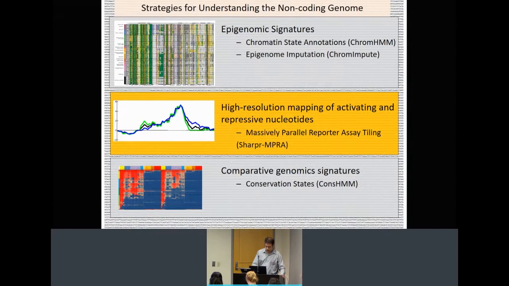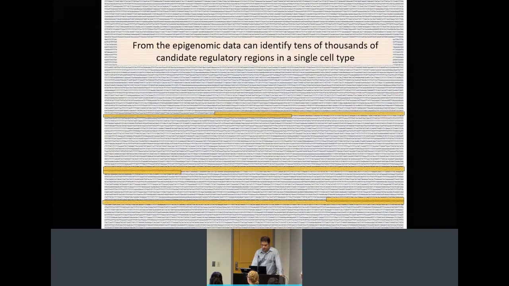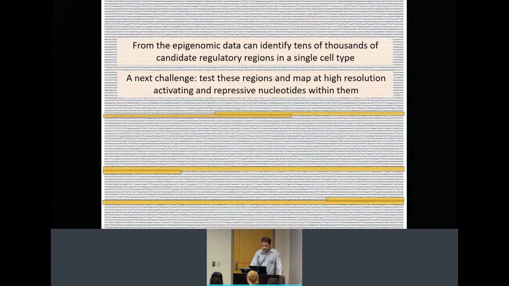And one question is, can we have additional evidence that those regions that we're predicting are potentially regulatory actually are? And then furthermore, could we dissect these regions we're identifying at a couple hundred base pair resolution to much finer resolution to identify the activating and repressive nucleotides within them?